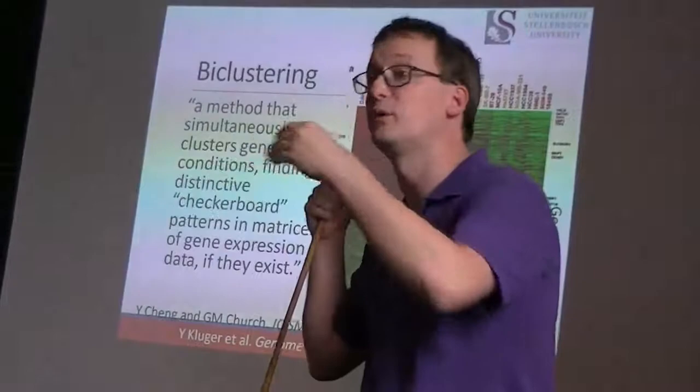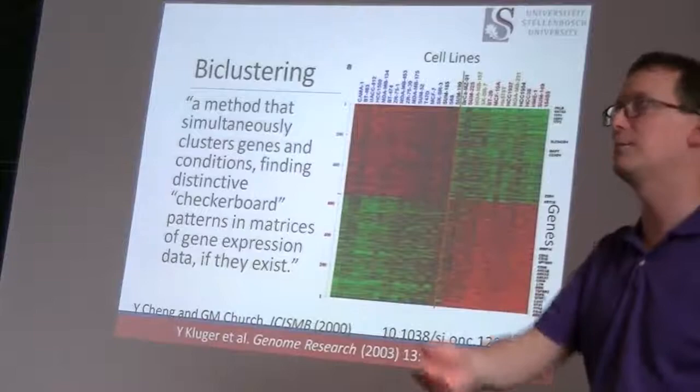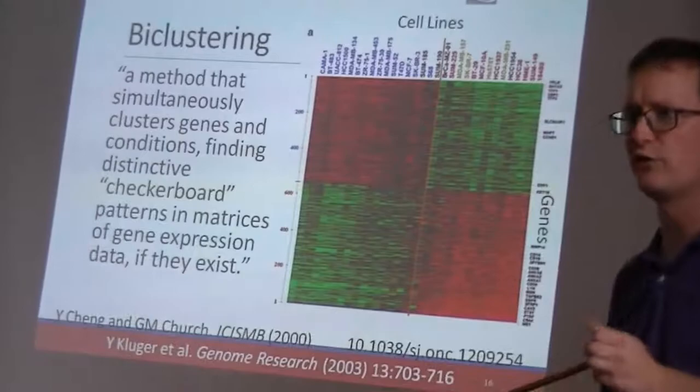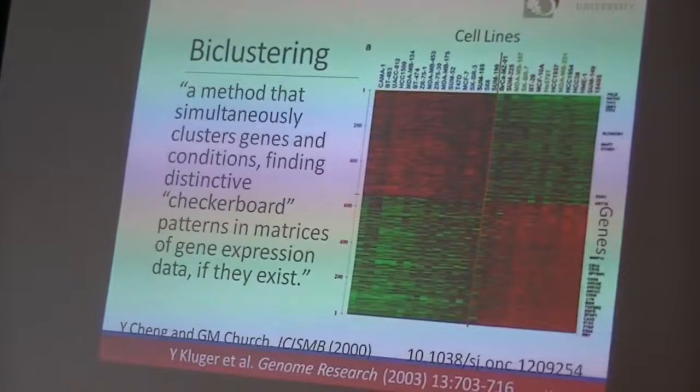And this checkerboard pattern that comes out is one of the examples from that. I grabbed this particular example from a paper that has this DOI, so if you want to see it in action, that's one way to do it. There are some really great algorithms out there for doing biclustering as well. Many of them are found in our friend the Bioconductor libraries.